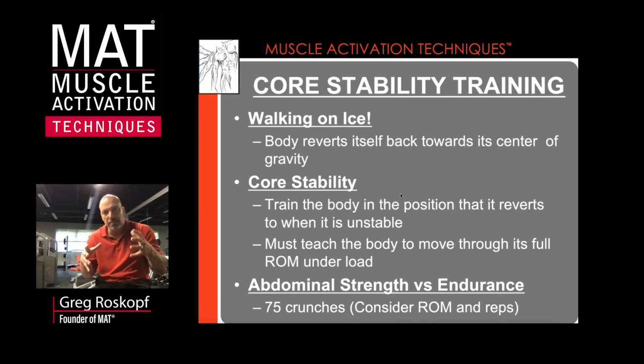If we train in the position that we revert to when we're dysfunctional, we're not doing anything to expand our horizon. I need to move. The body needs to move through all the planes that the structure dictates that it can move through, and the muscles have to be taught and trained to be able to do it. Through MAT, we reestablish neuromuscular function, and then we follow it up with exercise.